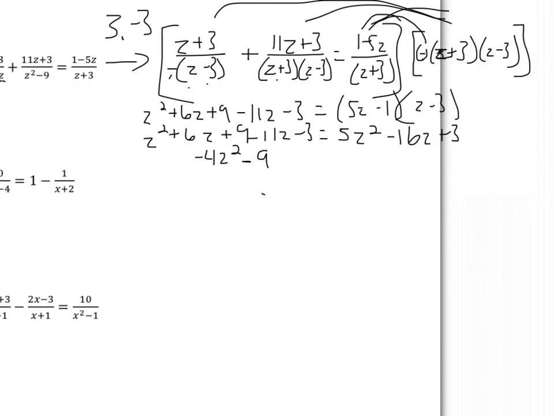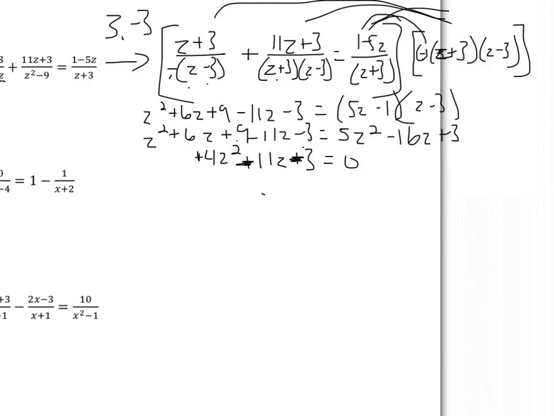Wait, minus 5. Oh, 11. Gosh, I can't even do math correctly. So we have a plus 11z, and 9 minus 3 is 6, minus another 3 is a plus 3 equals 0. Now, we want to change all these signs because we don't want the negative in front of our 4z squared. So make that a plus. We get a minus 11z and minus 3.